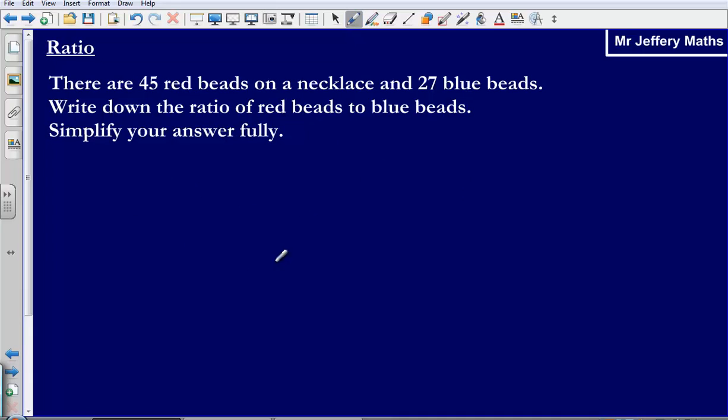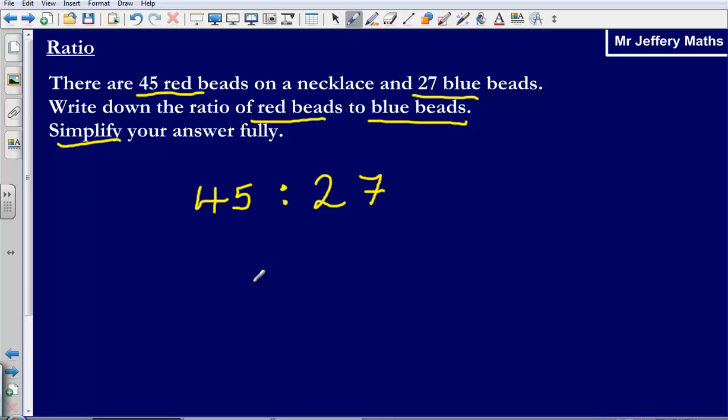Next one, we've got ratio. There are 5 red beads on a necklace and 27 blue beads. Write down the ratio of red beads to blue beads. Simplify your answer fully. So I've got 5 red beads to 27 blue beads. Notice that it was red to blue, so my red part has to come first, my blue part has to come second. So that would be it written as a ratio, 5 to 27.